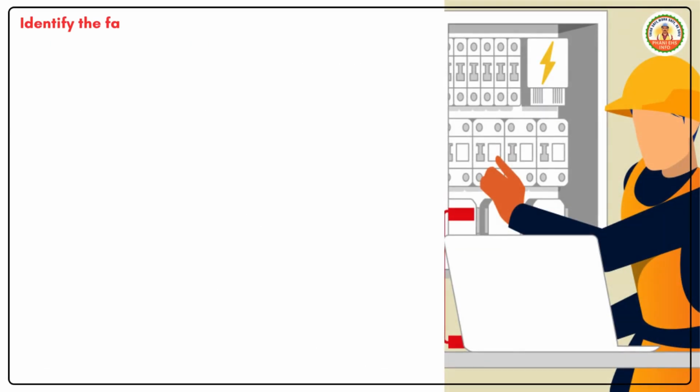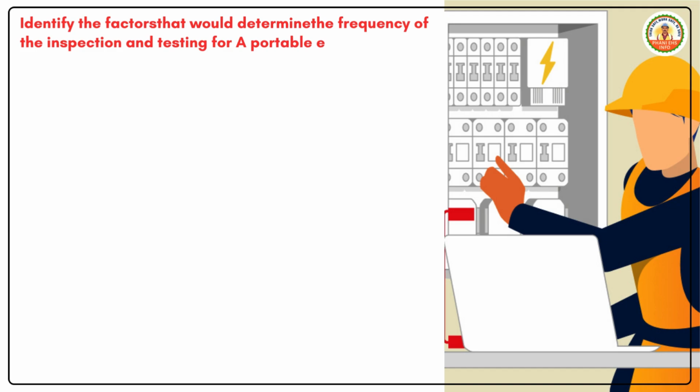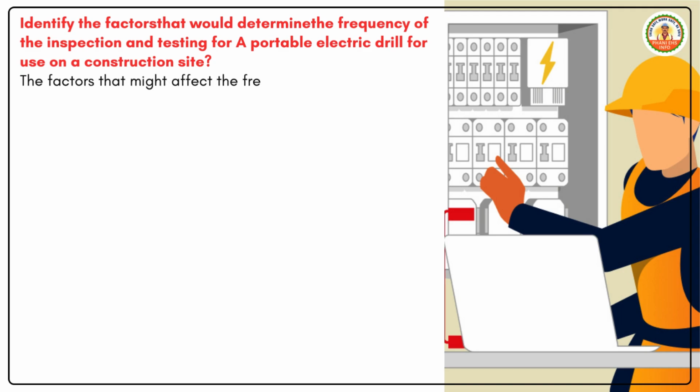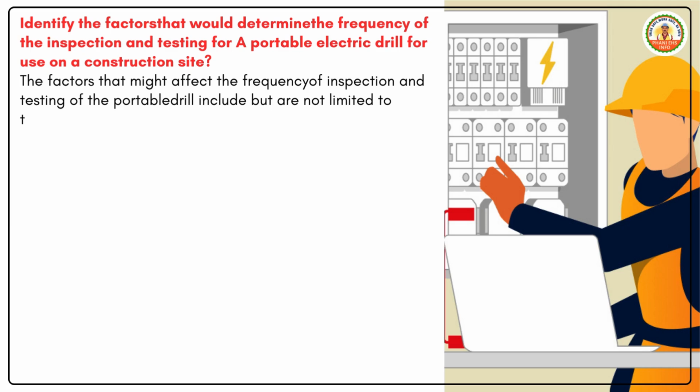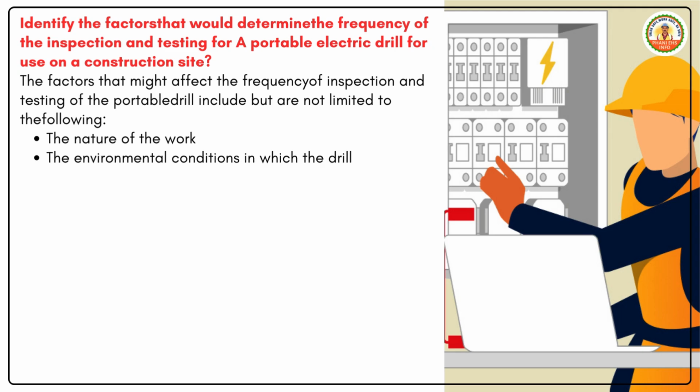Identify the factors that would determine the frequency of the inspection and testing for a portable electric drill for use on a construction site. The factors that might affect the frequency of inspection and testing of the portable drill include, but are not limited to, the following. The nature of the work. The environmental conditions in which the drill is to be used. The frequency and duration of use. The age of the equipment.